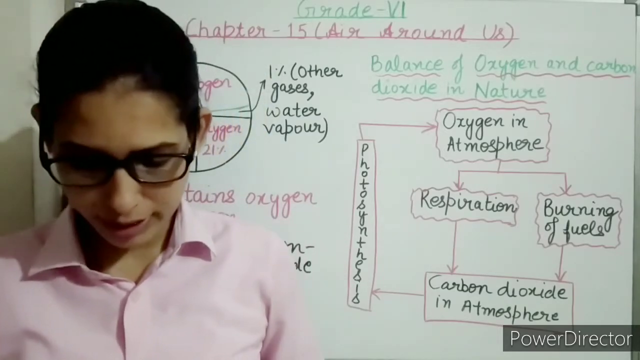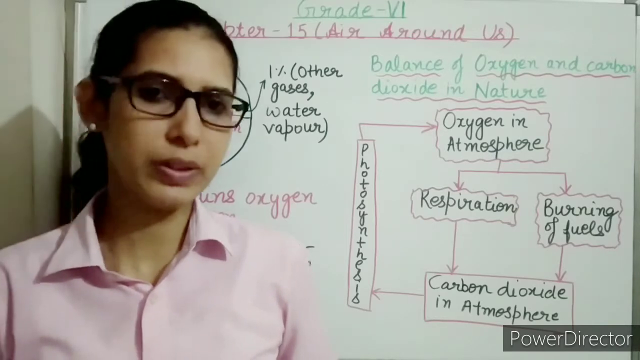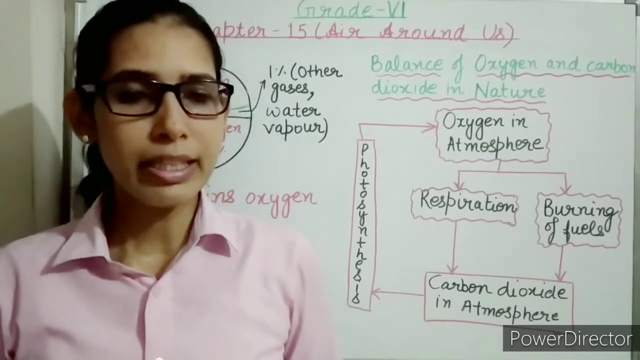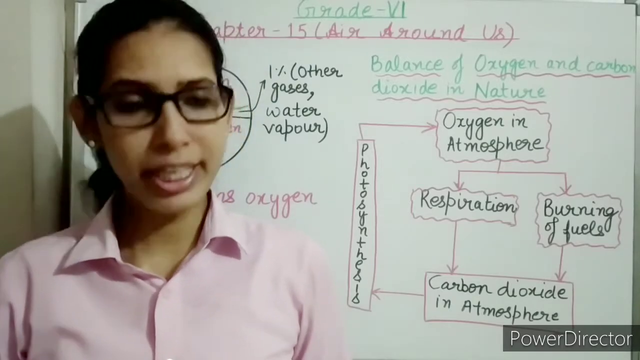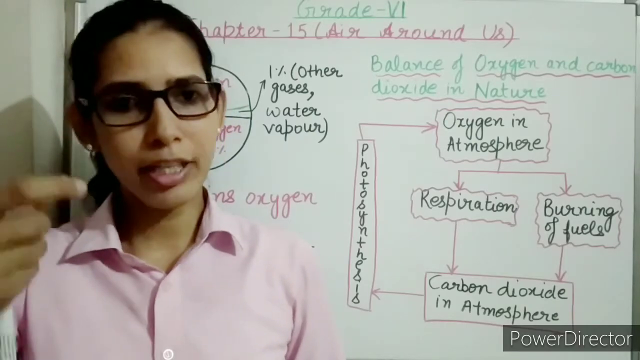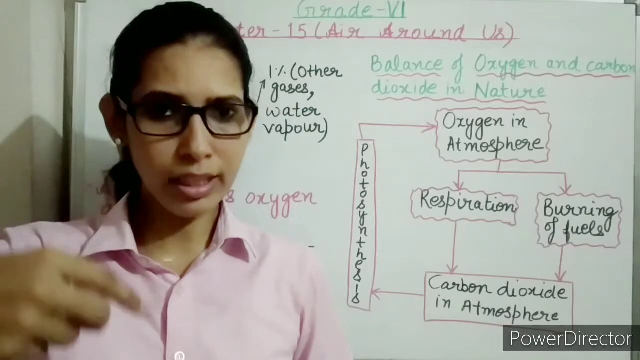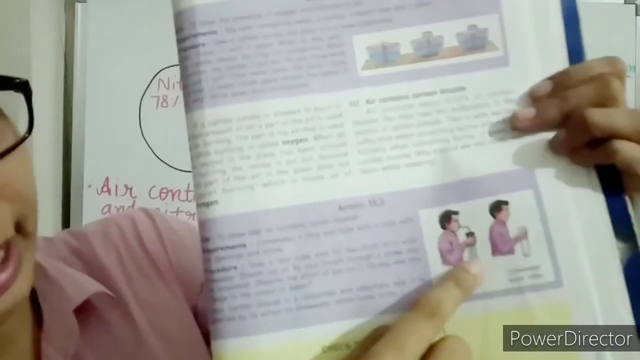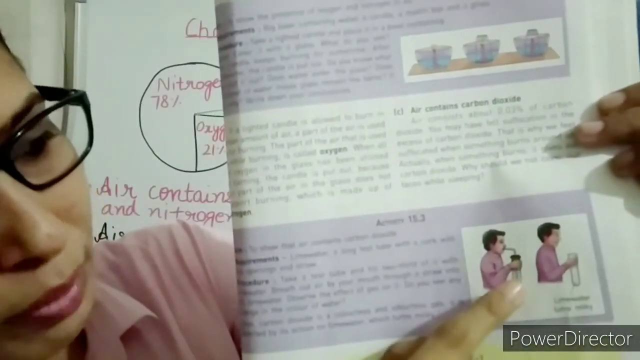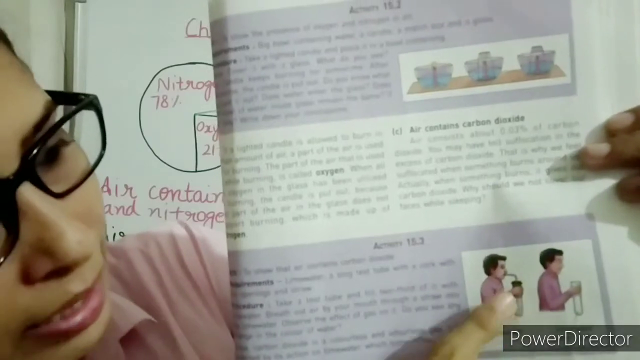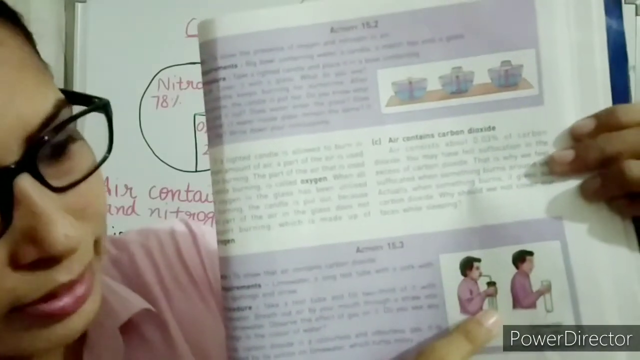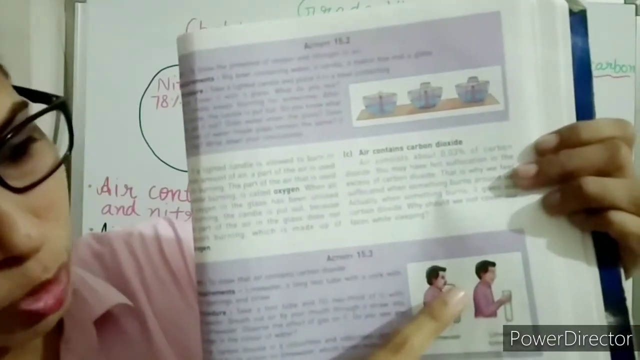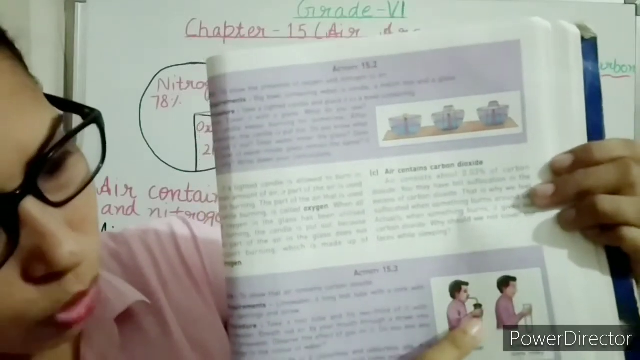Next is activity 15.3, to show that air contains carbon dioxide. For this activity we will need a long test tube containing lime water, filled halfway, and a cork also, so that we can close the test tube. Here you can see the test tube we have taken. Half fill it with lime water, and then insert a straw in this test tube through the cork. The cork is used to close the opening of the test tube.